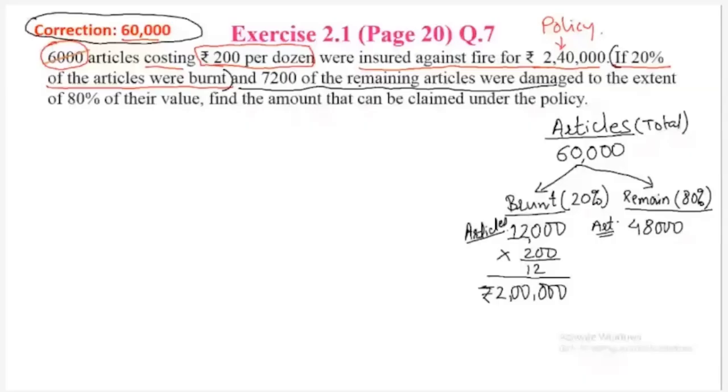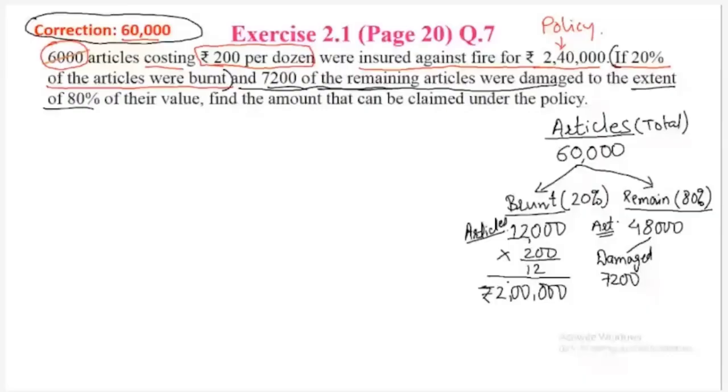7,200 of the remaining articles were damaged to the extent of 80%. So out of 48,000, how many articles are damaged? See what they are saying? Of the remaining 48,000, 7,200 are damaged. To what extent? To the extent of 80%.